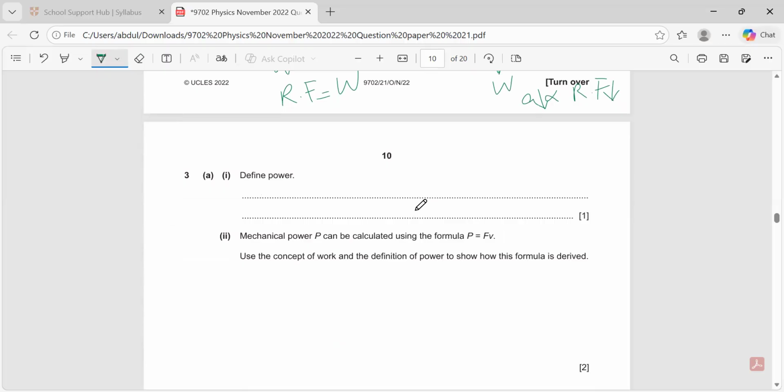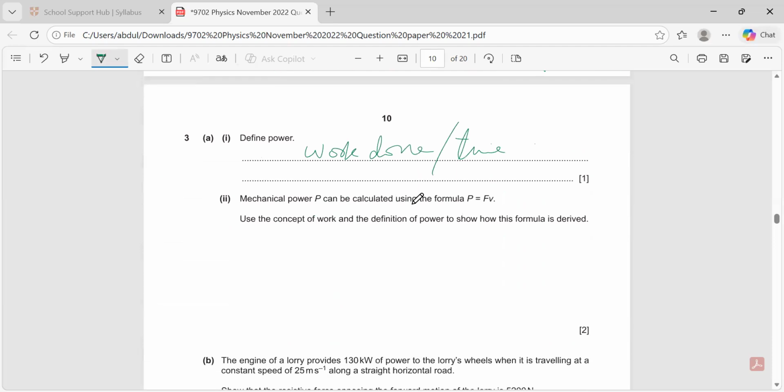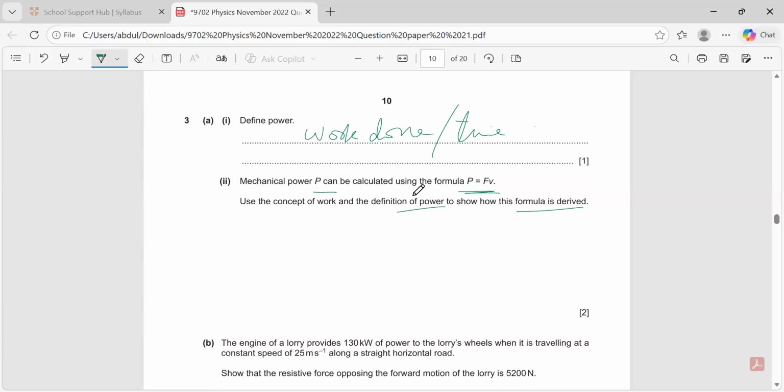Now define power. So simply, my dear friends, work done per unit time. Done. No need to waste time. Now they are asking, show this equation. Again and again we are doing. So mechanical power P can be written as the formula P is equal to Fv. Use the concept of work and the definition of power to show how this formula is derived.